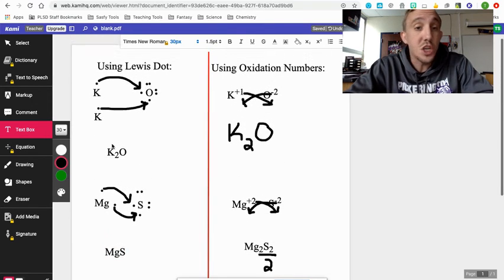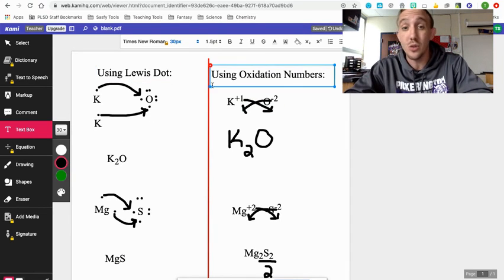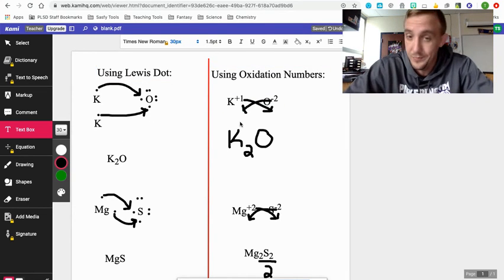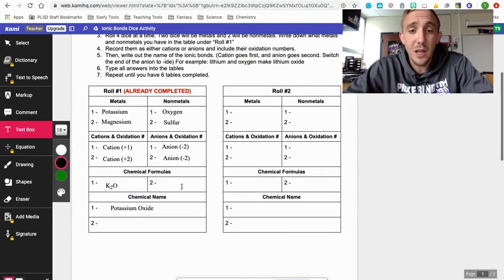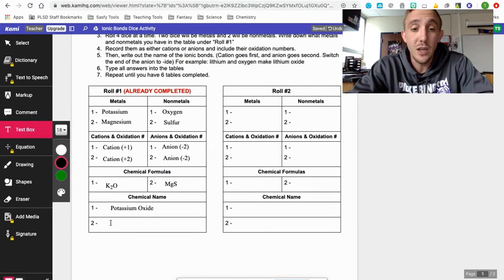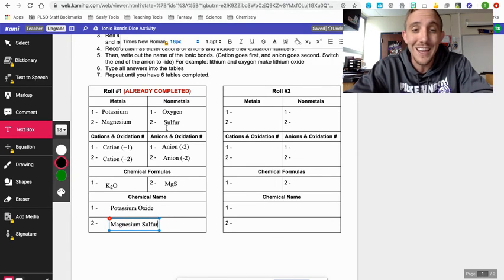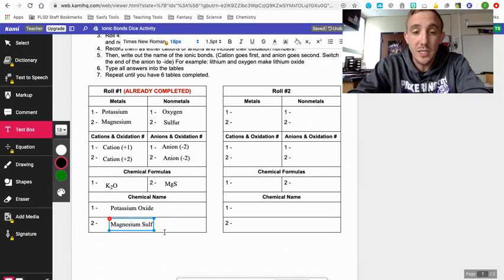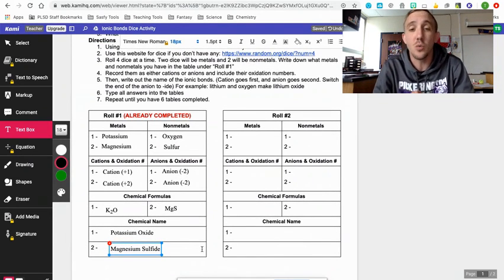Okay, and so whichever one you like to use. If you like Lewis dot, awesome. If you want to use and try the oxidation numbers, do it. Okay, and so if I go back, my formula for magnesium and sulfur is MgS. And once again, if I were to name it, it would be magnesium sulfur. But remember, we always change the ending of that nonmetal. So it's magnesium sulfide.